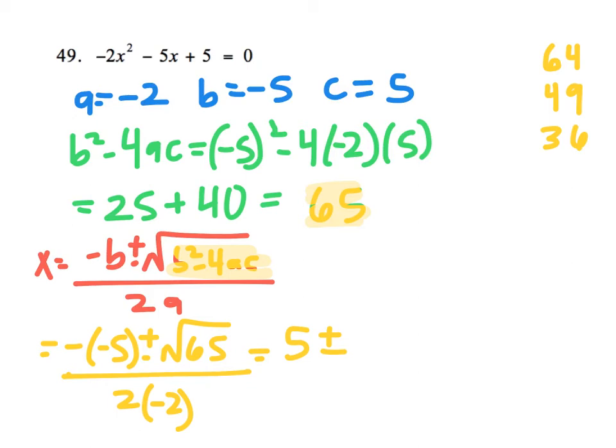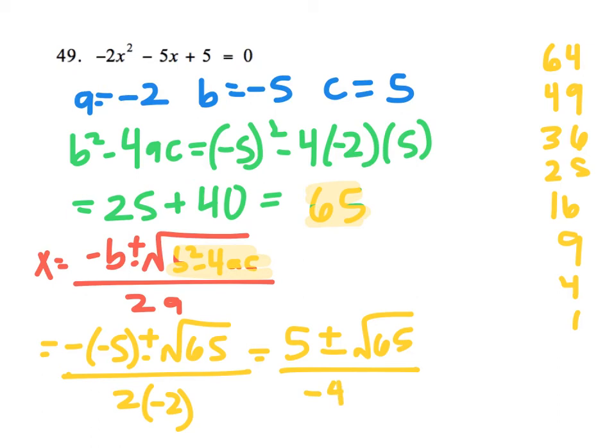Then we have 25, which won't go into 65. We have 16, which I'm pretty sure won't go into 65, but let's try it. Nope. Then 9, which I know does not go into 65. We have 4, which doesn't go into 65, and we have 1. So that tells me there isn't one. So we can actually leave it as the square root of 65, and then all divided by 2 times -2, which is -4.